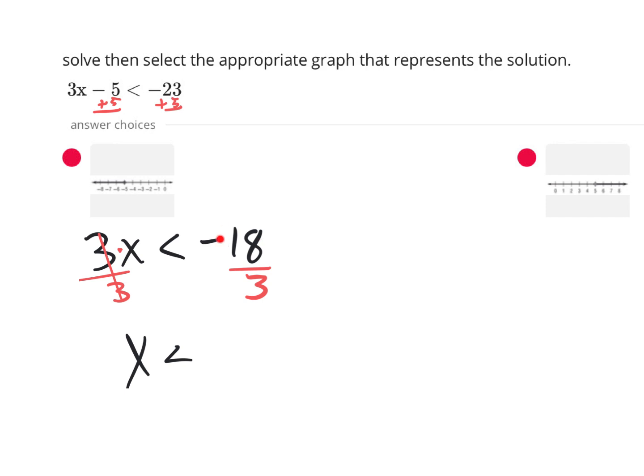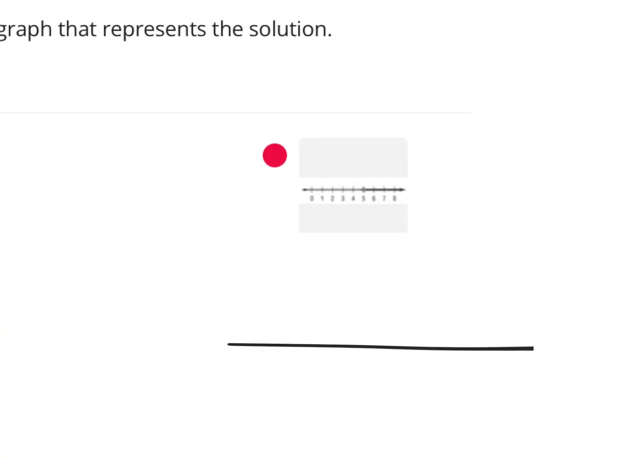And yeah, you have a -18 that you're going to divide 3 with, but you're not dividing by a -3, you're dividing by a +3. So -18 divided by a +3, that is a -6, and there's your answer. X is less than -6. How do you graph that? X is less than -6.